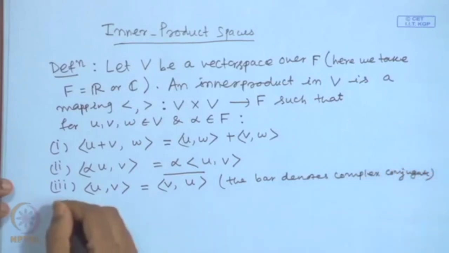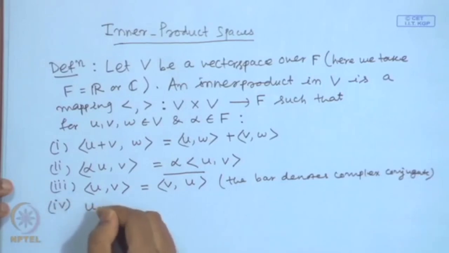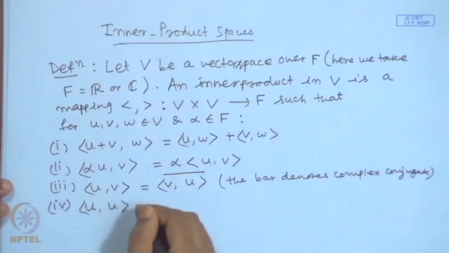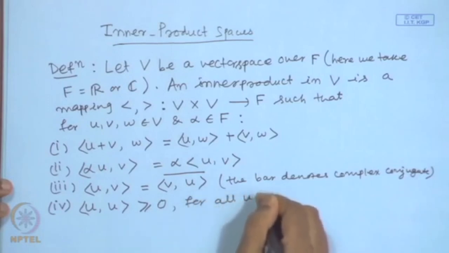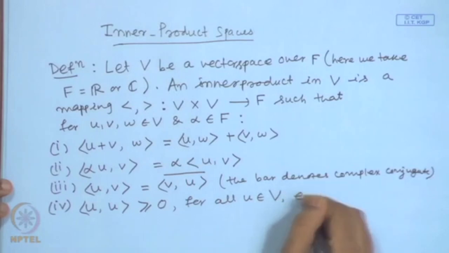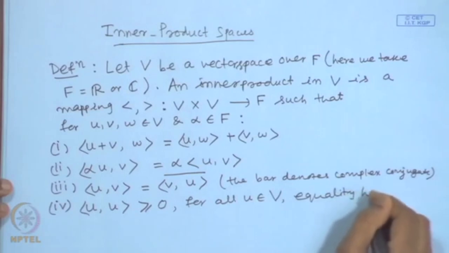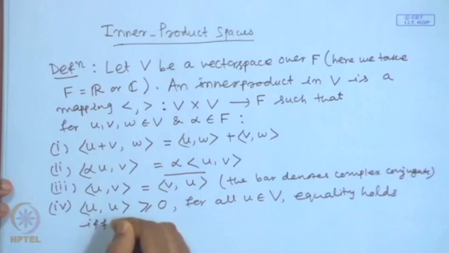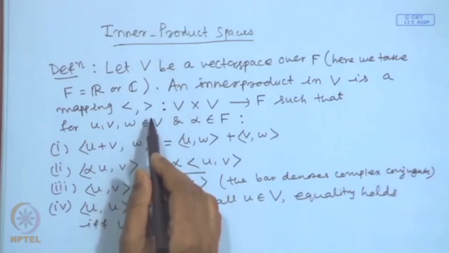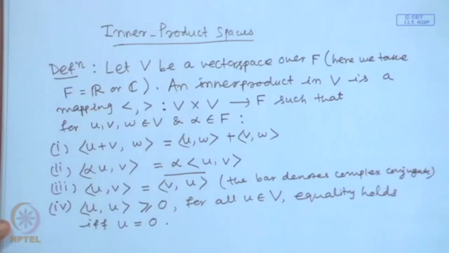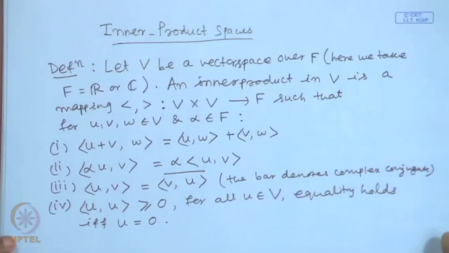So, the fourth axiom is that for any vector u in V, the inner product of u with itself is greater than or equal to 0 for all u belonging to this vector space. Equality holds if and only if u is equal to the 0 vector. So, any vector space together with a mapping, this inner product, which satisfies these four axioms, will be called an inner product, and the vector space together with an inner product is called an inner product space.